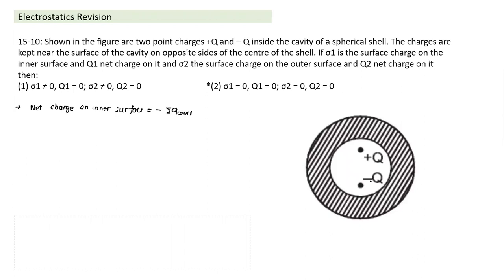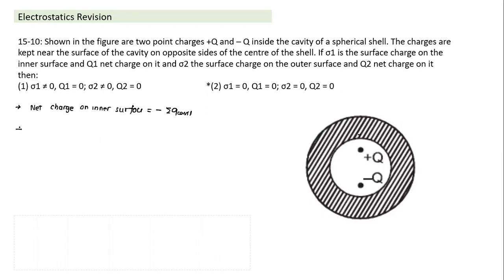So if the cavity has charge here, in this case, what would be the net charge on the inner surface of the cavity? The net charge placed inside the cavity is plus Q minus Q. Net charge is 0, so the net charge on the inner surface is equal to 0. It doesn't mean that there's no induced charge. Somewhere there'll be positive charge density, somewhere there'll be negative charge density. So there's induced charge on the inner surface whenever you have charge placed like this.